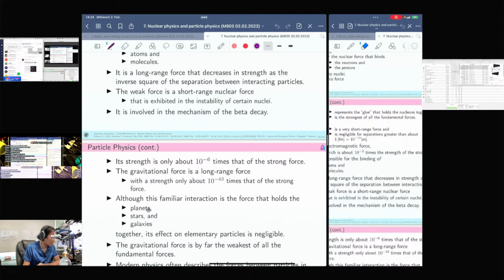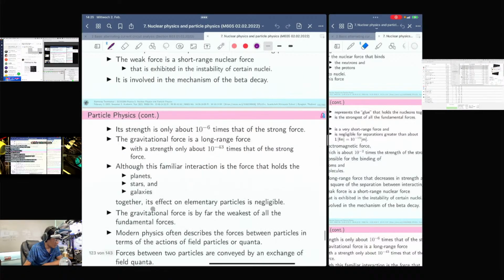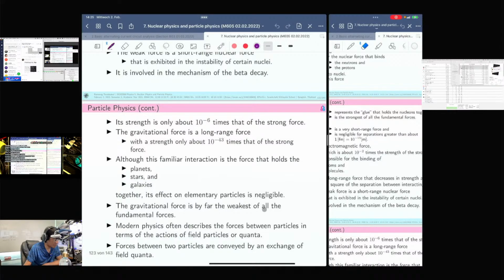Okay, the effect from gravitational force is very small, and it can be neglected for elementary particles, because now we are talking about the particle in physics, right? Gravitational force is by far the weakest of all the four fundamental forces.